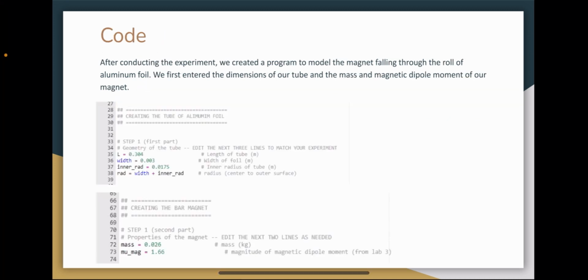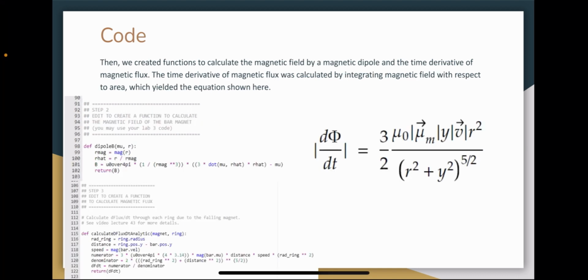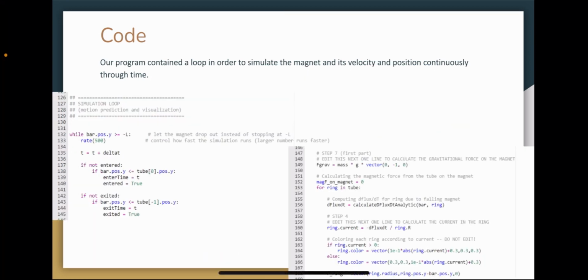After conducting the experiment, we created a program to model the magnet falling through the roll of aluminum foil. We first entered the dimensions of our tube and the mass and magnetic dipole moment of our magnet. Then we created functions to calculate the magnetic field by a magnetic dipole and the time derivative of magnetic flux. The time derivative of magnetic flux was calculated by integrating magnetic field with respect to area, which yielded the equation shown here. Our program contained a loop in order to simulate the magnet and its velocity and position continuously through time.